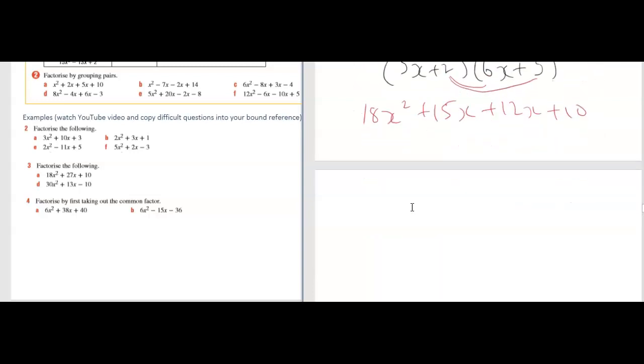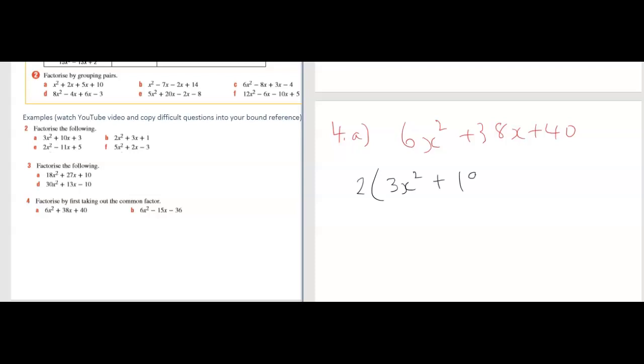All right, let's move on to 4, just so the video is not too long. And I'll do both parts in question 4. So we've got 6x squared plus 38x plus 40. If we can take out a common factor, take the common factor out first. Because they're all even numbers, I know you can take out the number 2. Let's just make sure there's no other number. You can't take the number 3 and you can't take the number 6. So I'm just going to leave 2 out the front, and then everything will divide by 2 because we've taken it out as a common factor.